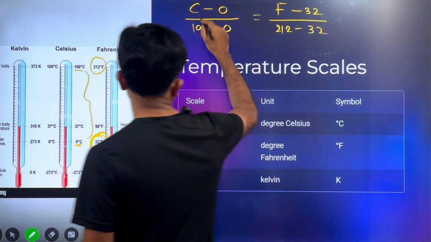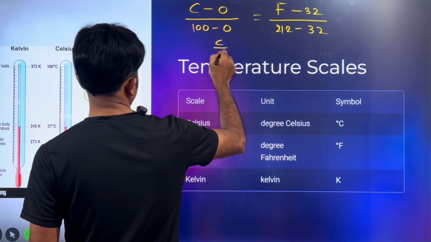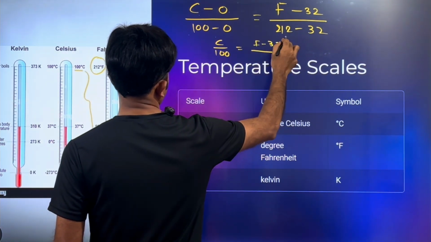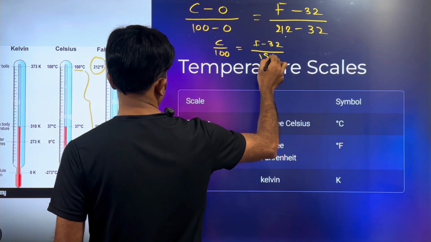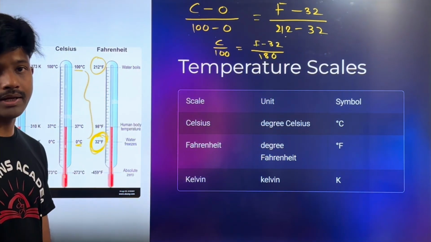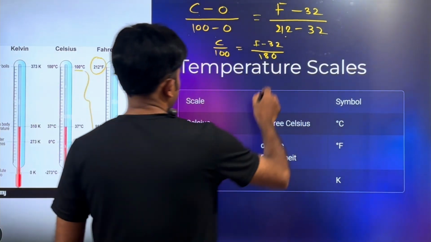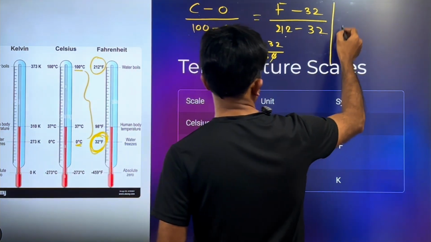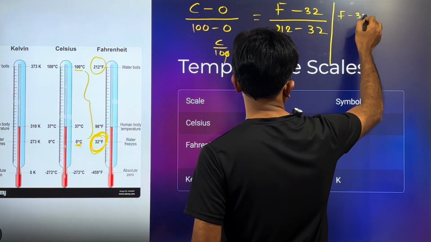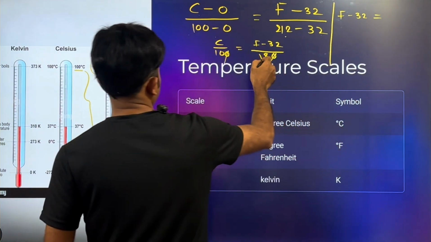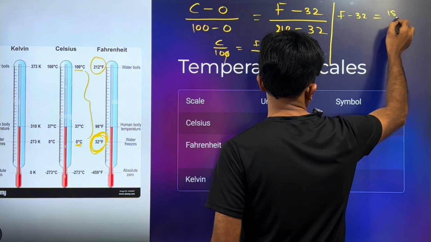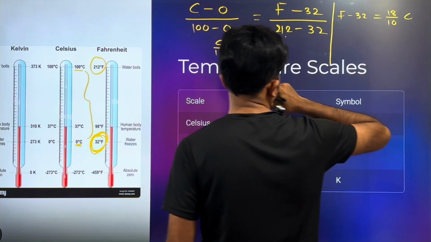Okay, now you see C minus 0 by 100, how much is it? C by 100 equals F minus 32 by (212 minus 32), which is 180. Then here the zeros get cancelled. In the next step, F minus 32 equals 18 by 10 into C, when you take it to this side.